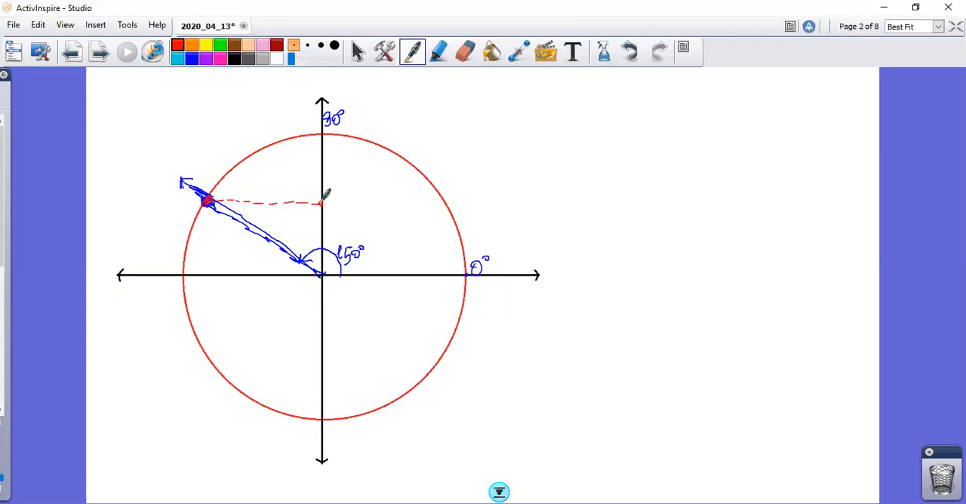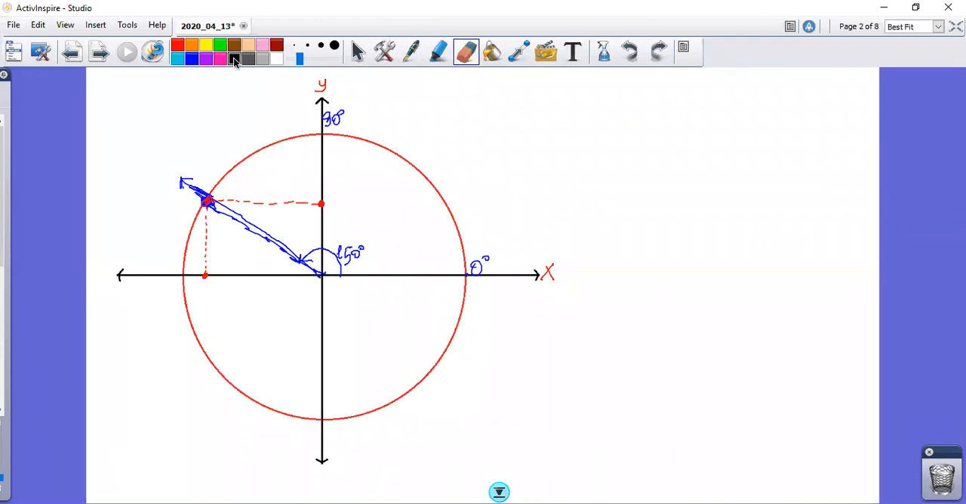Now, the y coordinate of this point, what is it called? It is sine of 150, and the x coordinate is cosine of 150 degrees. Okay, so now we are going to find the values of sine of 150 and cosine of 150 degrees. Let me erase these, and I'm going to find the values, right?